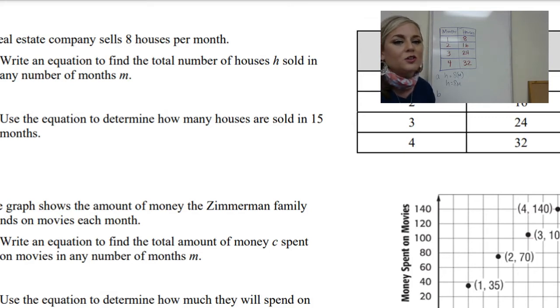All right, so it wants us to use the equation to determine how many houses are sold in 15 months. So we're looking for houses, and we know it is 8 times 15. You guys can use your calculator, and I could too, but I'm not on my Chromebook. 120 houses in 15 months. That's probably some good money that real estate company's making.